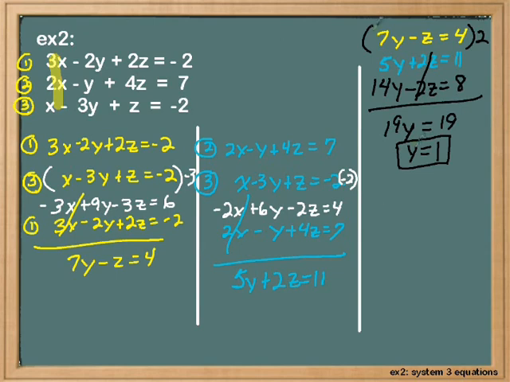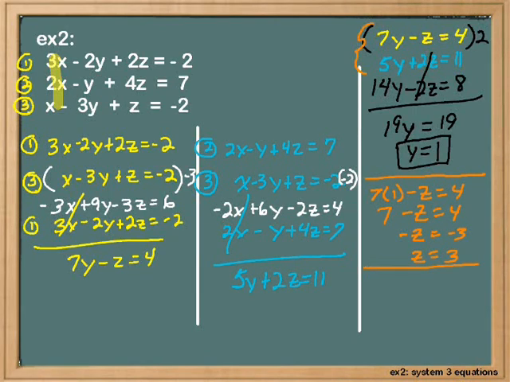Going back to the yellow or the blue equation, I'm going to go ahead and plug that y in, and so 7 times 1 minus z equals 4, and I found that I'm going to get z equals 3. I am almost done.